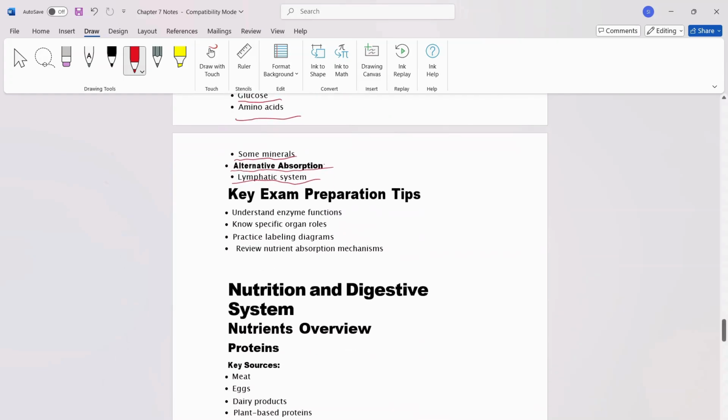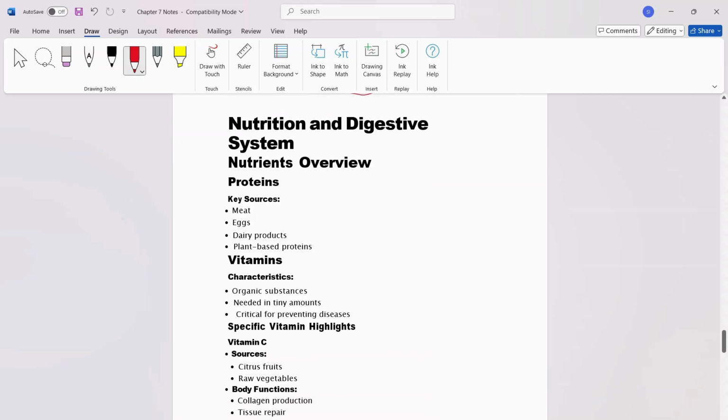Here the key examination tips include you need to understand enzyme function. You should know specific organ roles. Practice some labeling diagrams as per the past papers. We will also do a discussion at the end of the chapter. Review nutrient absorption mechanisms, the list I already shared with you.